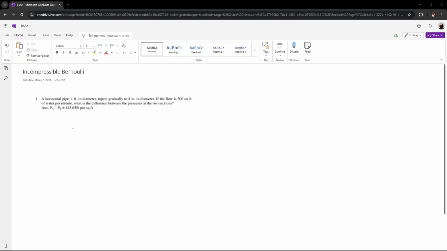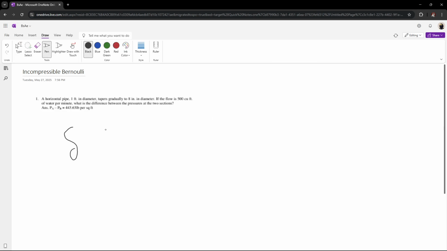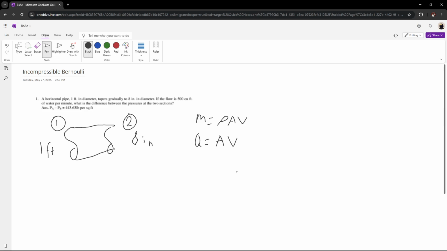Now, the first section, we get 1 foot in diameter. The next section is 8 inches in diameter. This is number 1. This is number 2. Now we know from m equals rho A V, or Q equals A V. Now we also know that Q1 is equal to Q2.